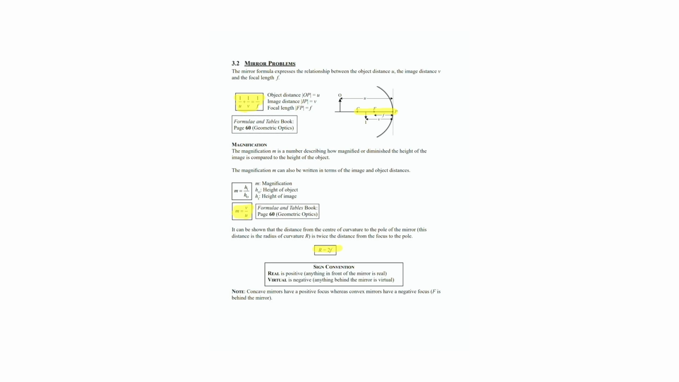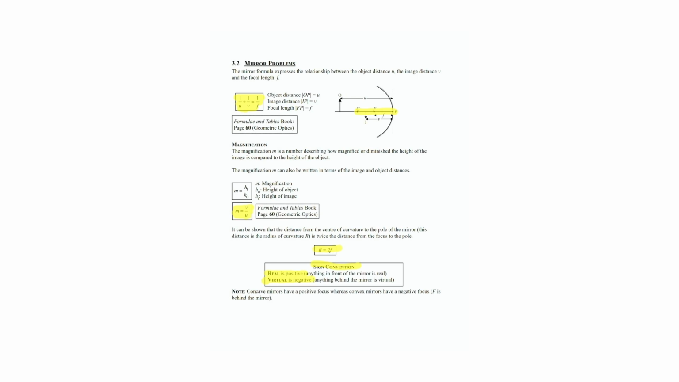Now, the last thing we need to know before we get on and do problems is what's called the sign convention. This is crucially important. You've got to get the signs right. And the way we talk about it is, real is positive. And real is anything in front of the mirror. That's real. We'll make that positive. Virtual, on the other hand, that's negative. And negative is anything behind the mirror.